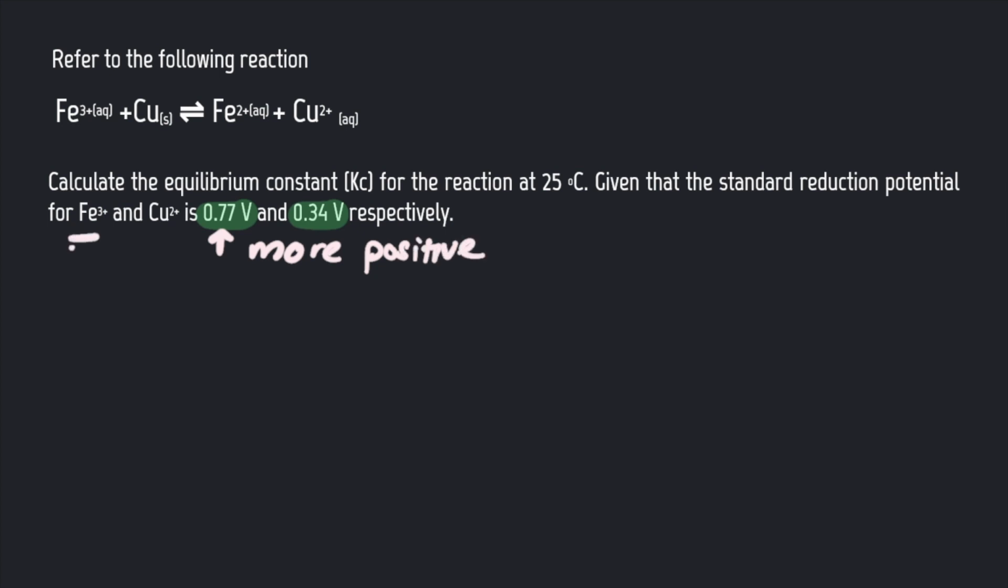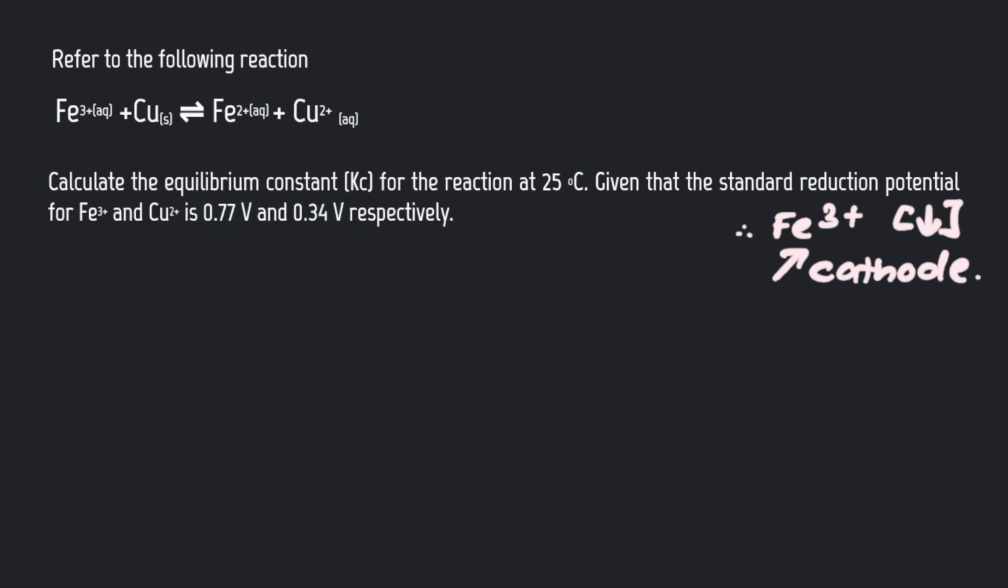So this one belongs to Fe3+. Therefore, we can say that your Fe3+ will undergo reduction. So they will be put at cathode. Right, let's write the half reaction for anode and also cathode.